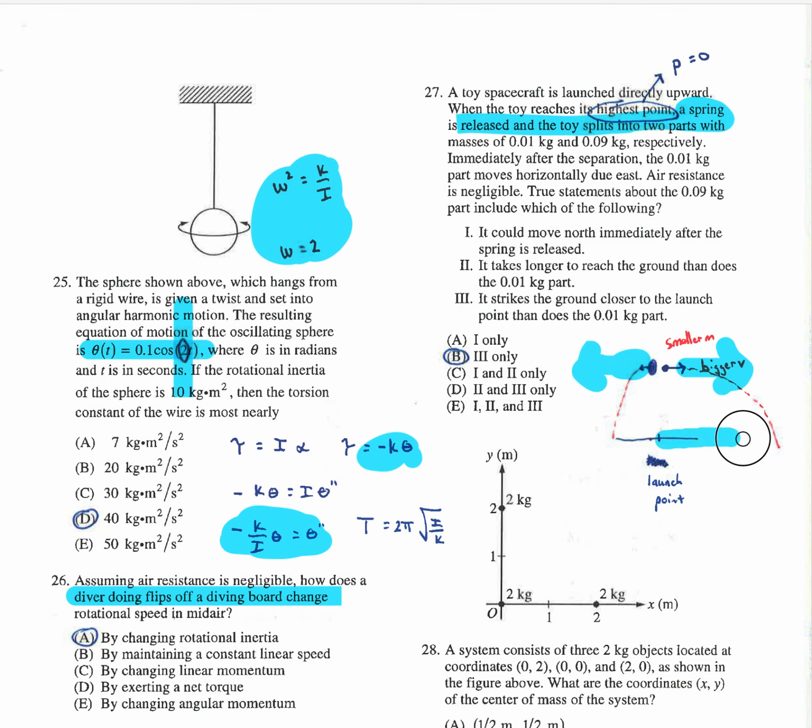Bigger velocity is going to go farther on the ground than this one. Okay, so what's true about the bigger mass? It's going to strike the ground closer. So that one.